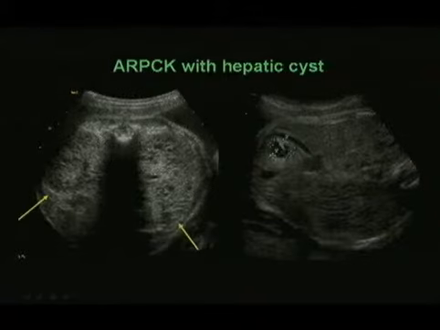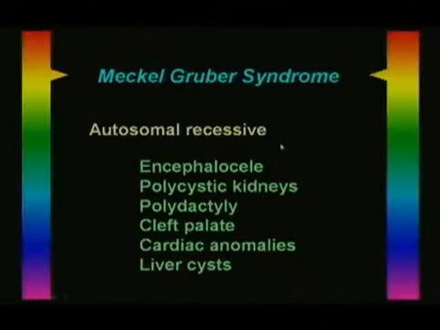This fetus also had a cyst in the liver. This is not an uncommon finding in these fetuses. They can have hepatic cysts, splenic cysts, even pancreatic cysts. Now, Meckel-Gruber syndrome does have polycystic kidneys, but also has some other anomalies that allow us to detect that this is a syndrome and not just polycystic kidneys.